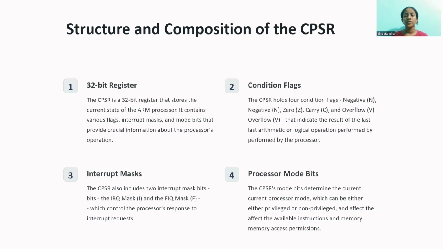Let's see the structure and composition of the CPSR. The first one is the 32-bit register. The CPSR is a 32-bit register that stores the current state of the ARM processor. It contains various flags, interrupt mask, and mode bits that provide crucial information about the processor's operation.